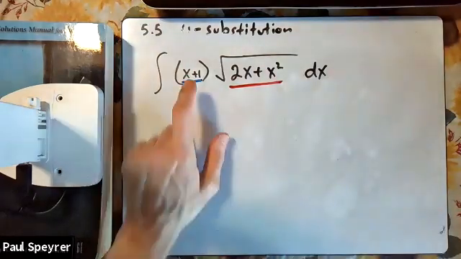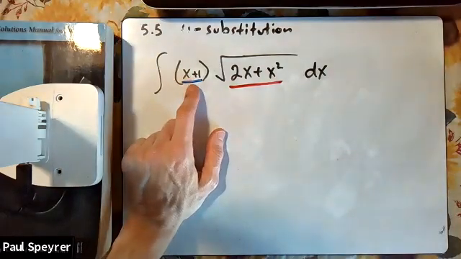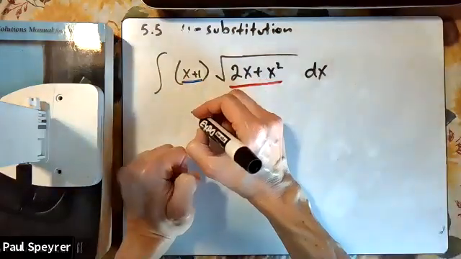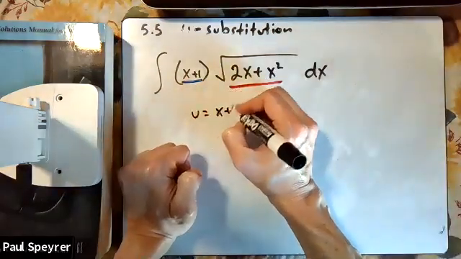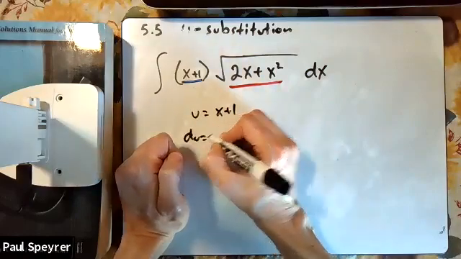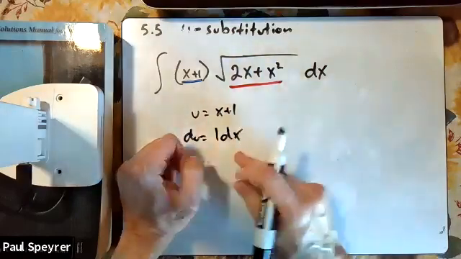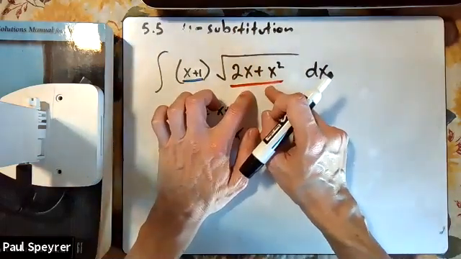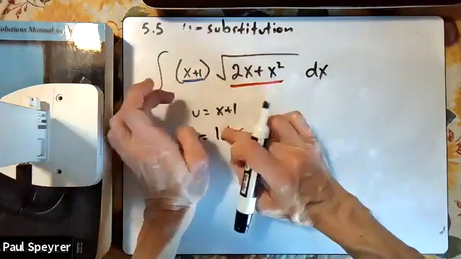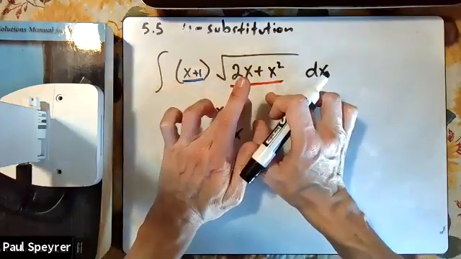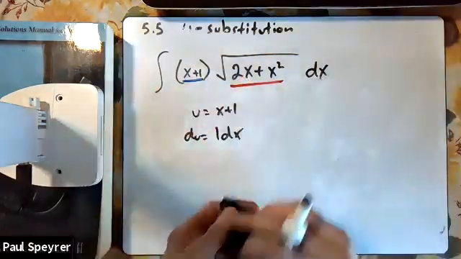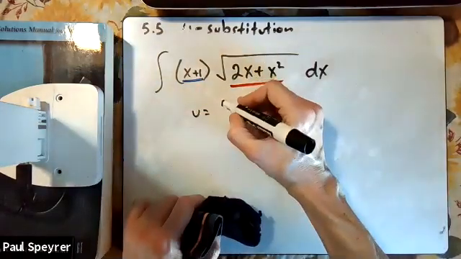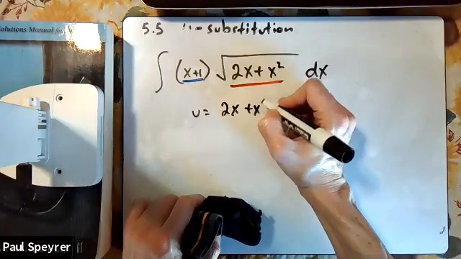Remember, you want to think, if I take the derivative of the blue, will something left over match the red? Like if I let u equal x plus 1, what would du be? That would be 1 dx. Well, that doesn't really help, right? I mean, we got that part, but what about all this? Nothing matched from the red stuff. So let's try and let u be the red stuff, or 2x plus x squared.